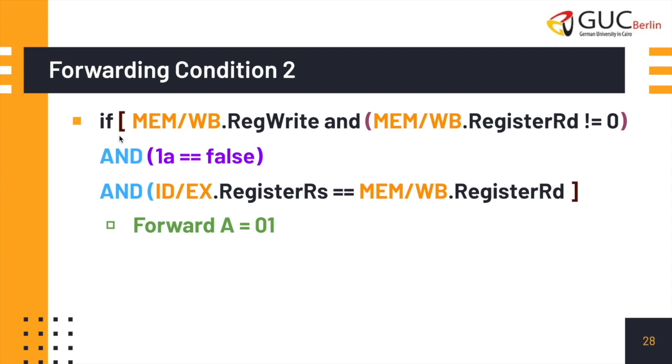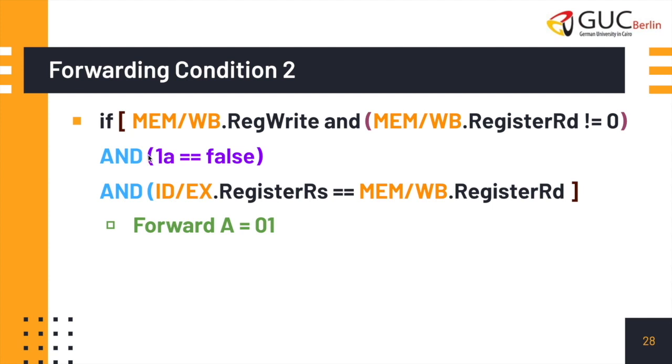Also, I'm going to add this condition, which is that condition 1a must be false, because if condition 1a is true, I'm always going to what? To forward from the most recent value, and the most recent value will always be in the execute stage, which is the ex/mem pipeline register, which is tackled in condition 1a. Therefore, I need to make sure before forwarding the value from the mem/writeback pipeline register that condition 1a is false. If it is false, then I am free to what? To forward the data from the mem/writeback register.